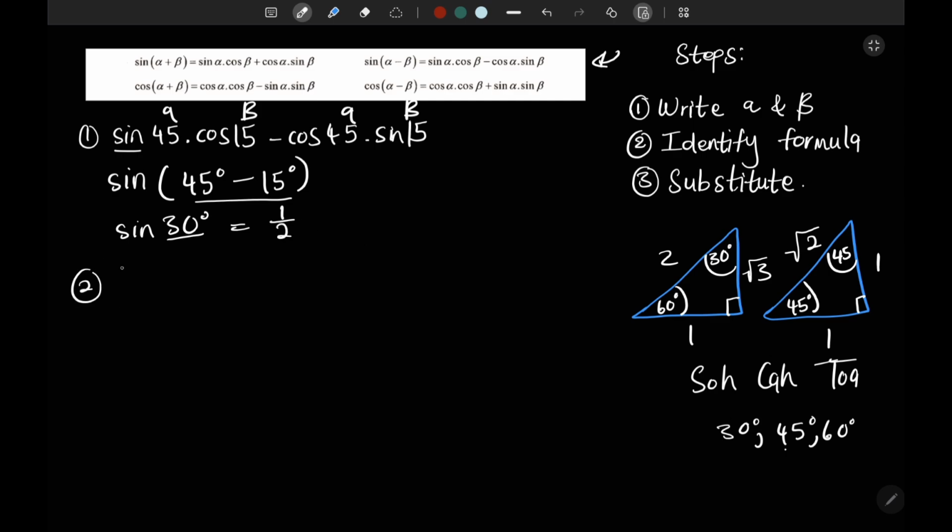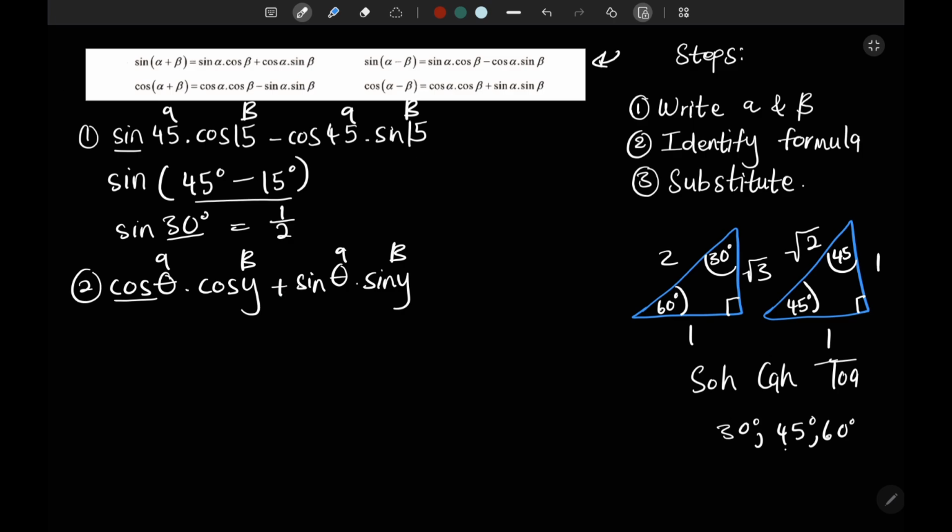Let's try the second example. Let's do cos theta times cos y plus sine theta times sine y. Okay, what's the first step? Write A, B, A, B. We've completed the first step. What's the second one? Identify the formula. So this is basically cos alpha times cos beta plus.